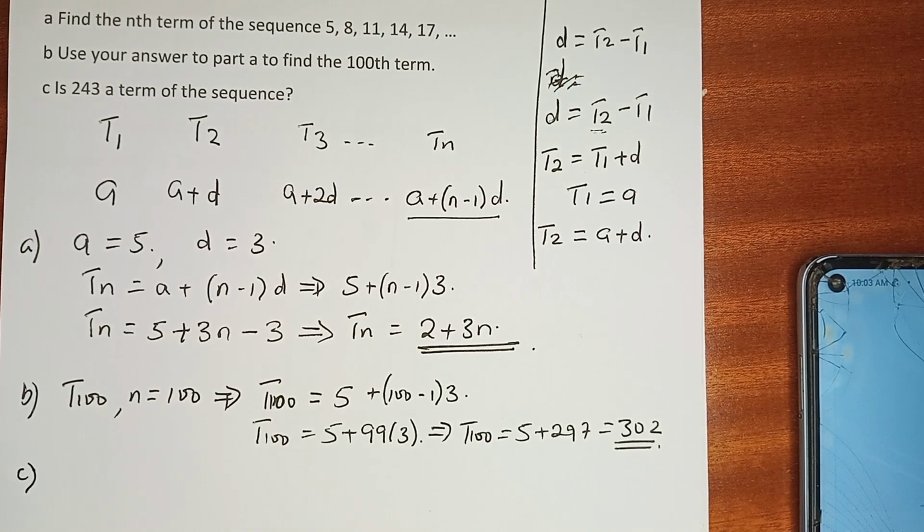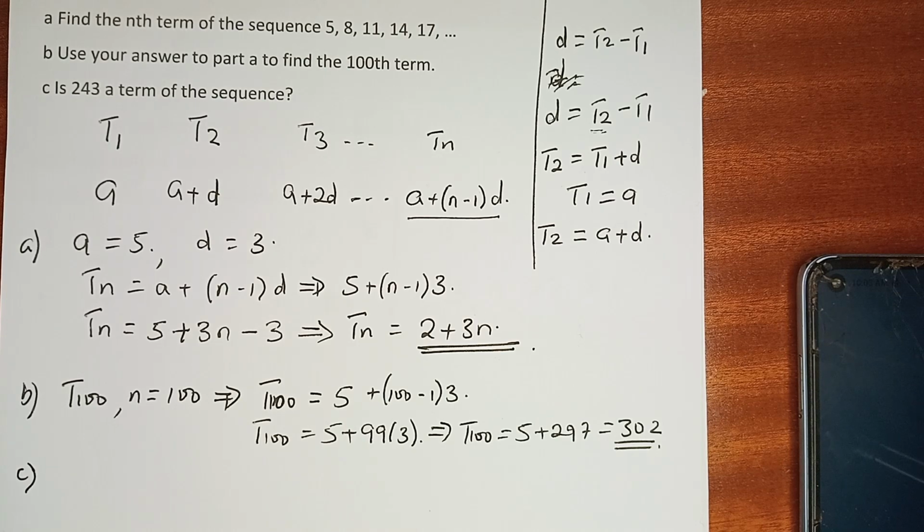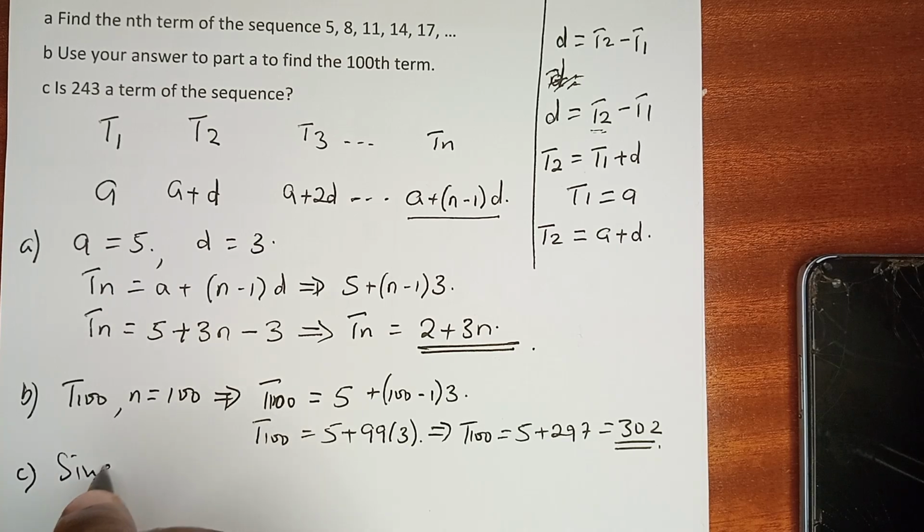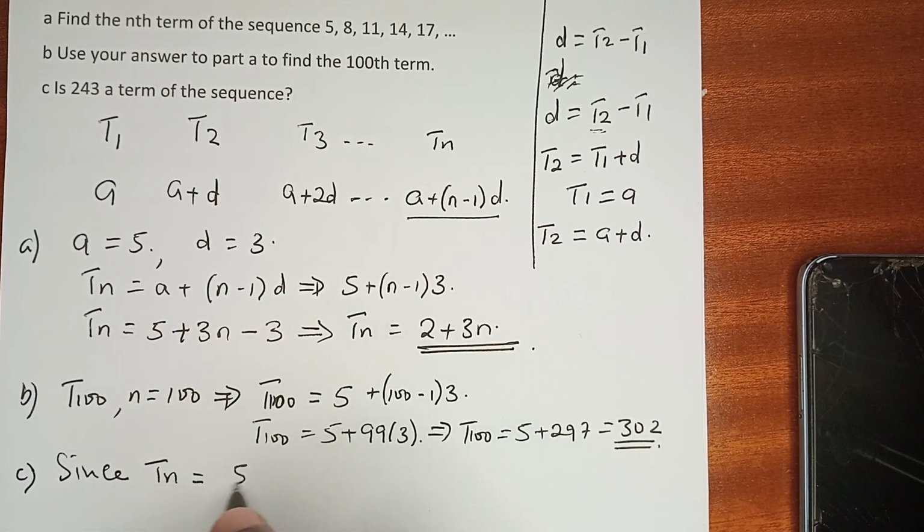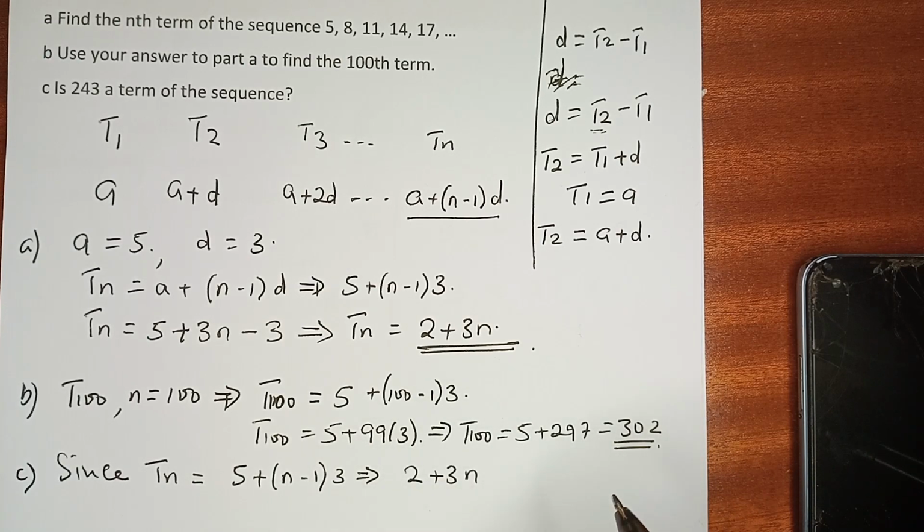And part C of the same question: is 243 a term of the sequence? The way we need to answer that question is that 243 has to fit in a specific position. So there is a general formula for term n. Since term n is given by 5 plus n minus 1 times 3, which is basically 2 plus 3n, if 243 is a term, then it should be given by this general formula of a term in that particular sequence.